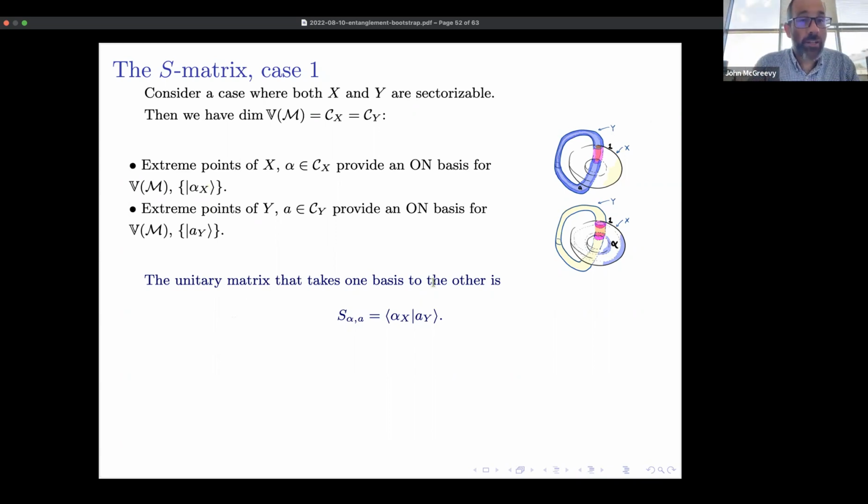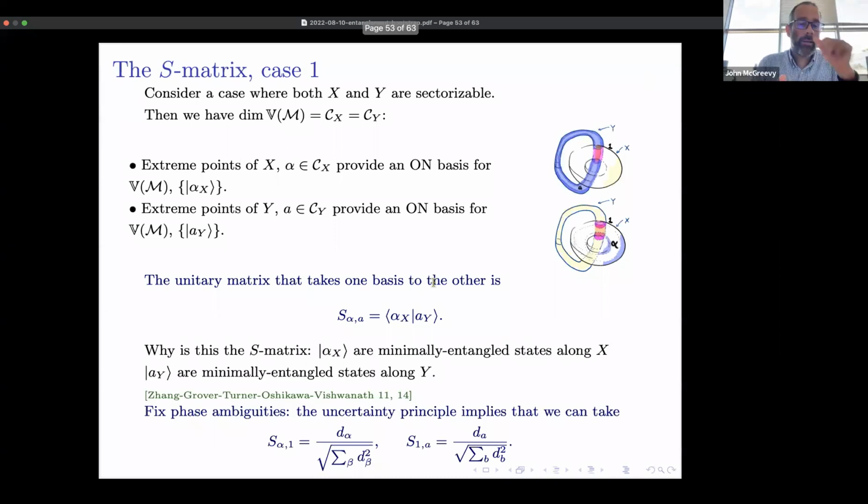So it's manifestly unitary because it's just a basis change. The thing that's not obvious maybe is that this is what we usually mean by the S matrix, but thanks to Tarun, it is, because, as I just explained, the states alpha X here are minimally entangled states along X. And the states alpha Y, A sub Y, are minimally entangled states along Y. So these are, with respect to two different sets of minimal entangled states, the overlap between them is a good definition of the S matrix, according to these folks.